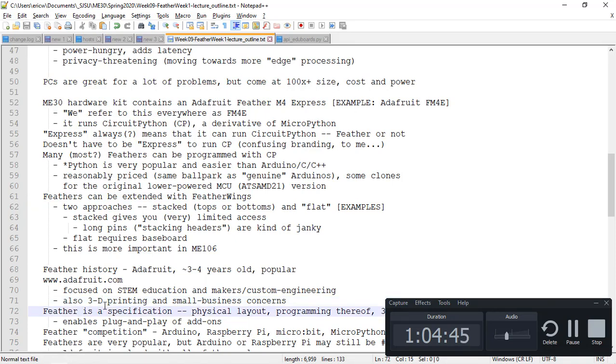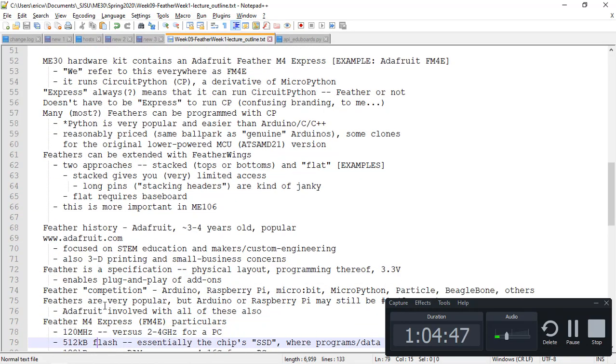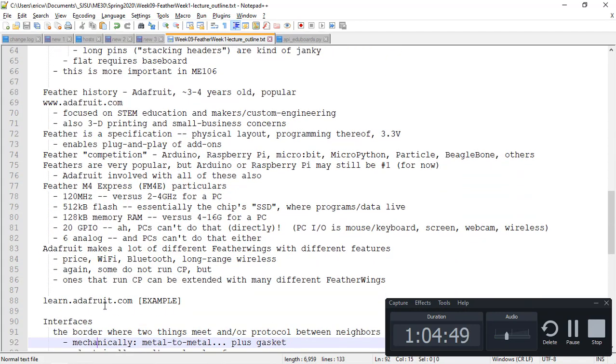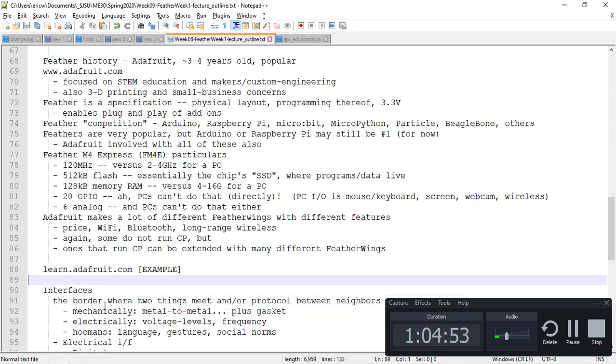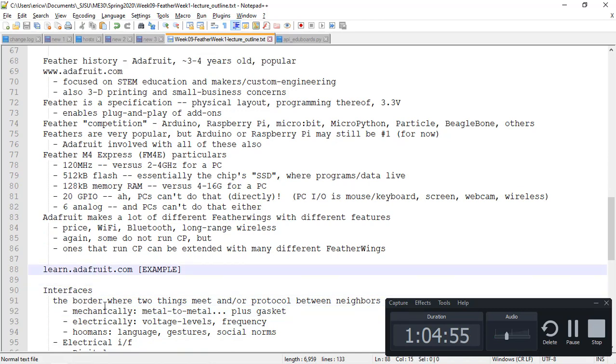So the feather format, like I said, it came out from Adafruit. The format itself is 3 to 4 years old. It's very popular. Adafruit is cool. They're basically focused on folks like us. Their target market is basically STEM education. I might go so far as to say STEAM education, so arts are actually a large part of it too. There's quite a lot of stuff that you can use in the arts field with microcontrollers.